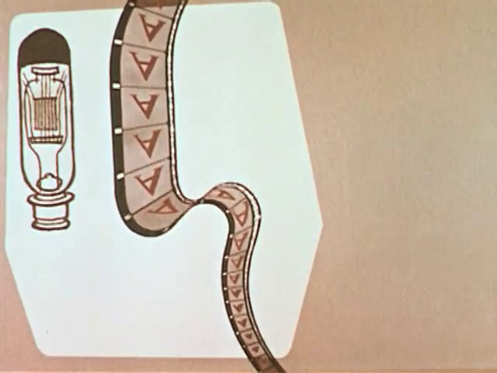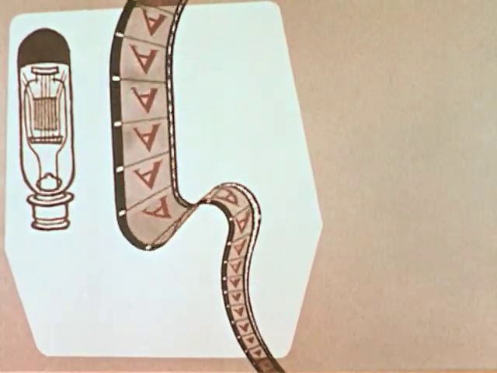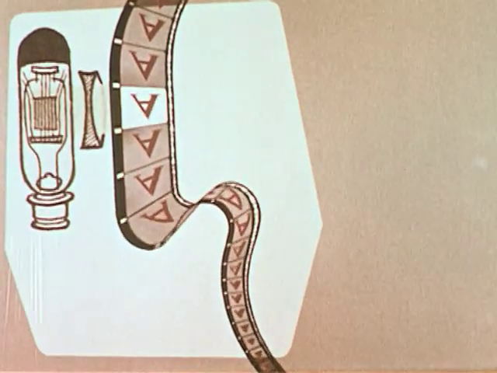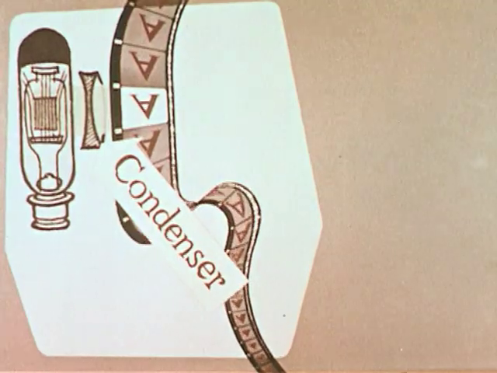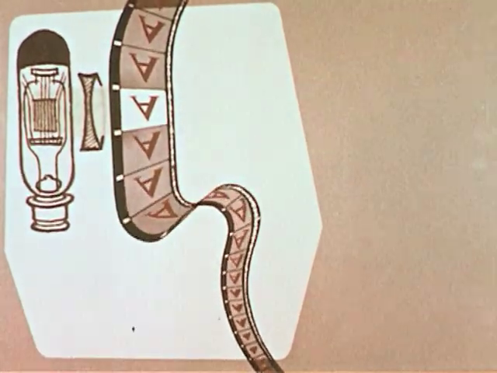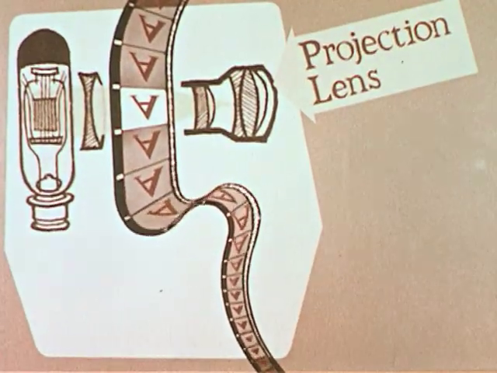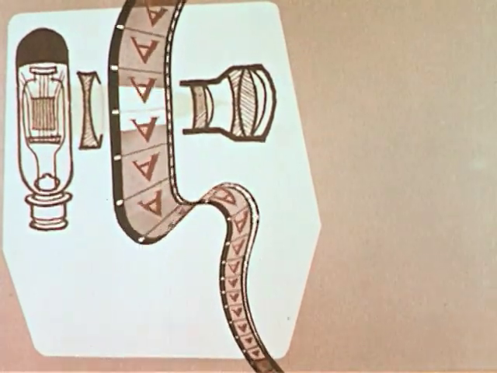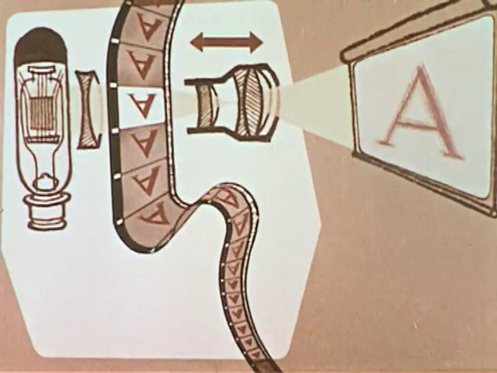This section consists of the projection lamp, which is a very bright light source. This light is concentrated on a single frame of the film by a condenser lens. The brilliantly illuminated frame of the film is projected by the projection lens onto the screen. The lens is moved to focus the picture.